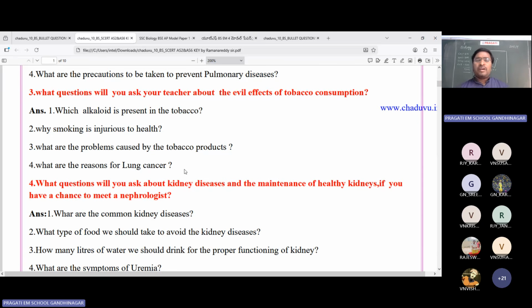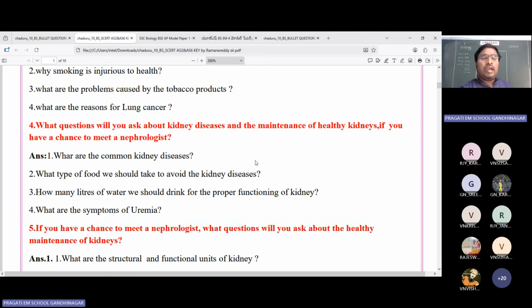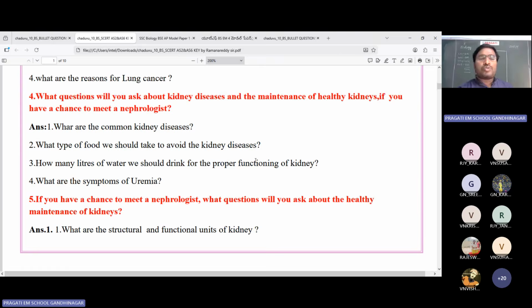Please look here. Which alkaloid is present in tobacco? Why is smoking injurious to health? What are the problems caused by tobacco products? And what are the reasons for lung cancer? Like that, you can ask about respiratory problems related to tobacco consumption. And the fourth question: what questions will you ask about kidney diseases?